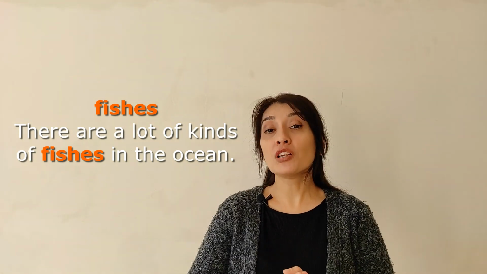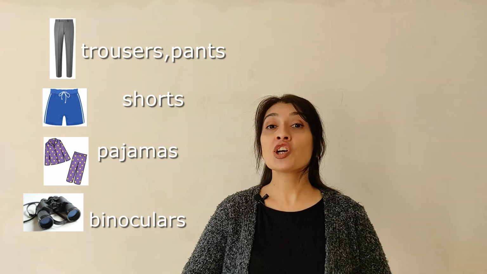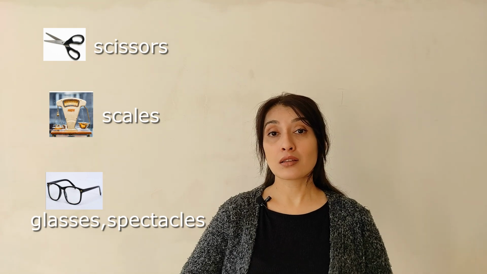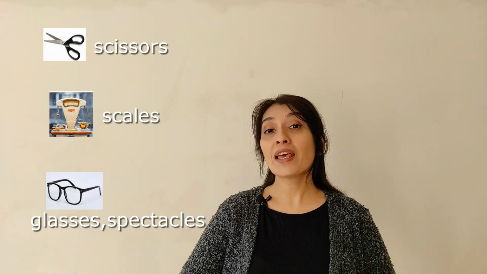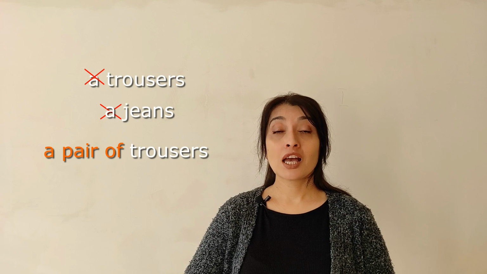Sometimes we use a plural noun for one thing that has two parts. Trousers, pants, jeans, shorts, pajamas, binoculars, scissors, scales, glasses, spectacles, and so on. We don't use the article a before these nouns. We don't say a trousers, a jeans.